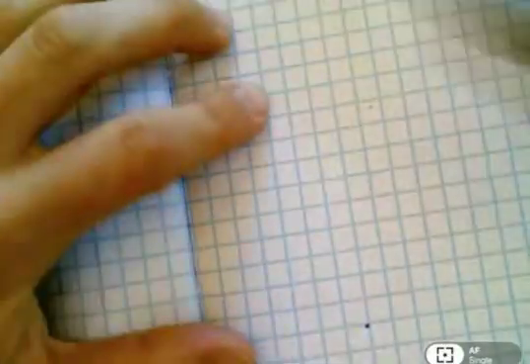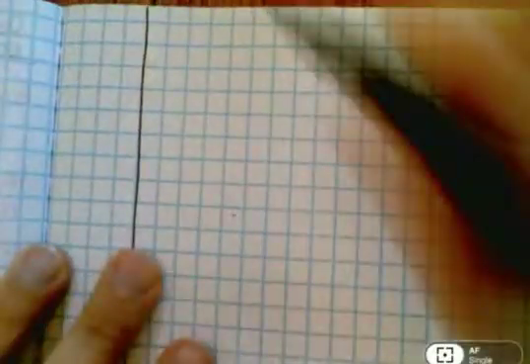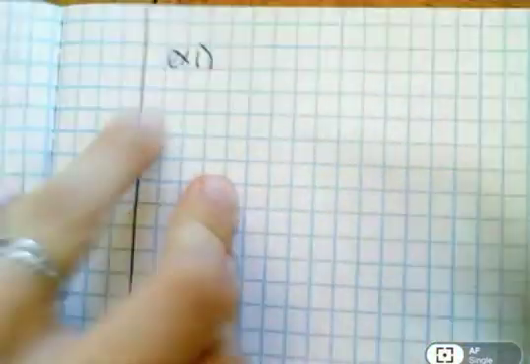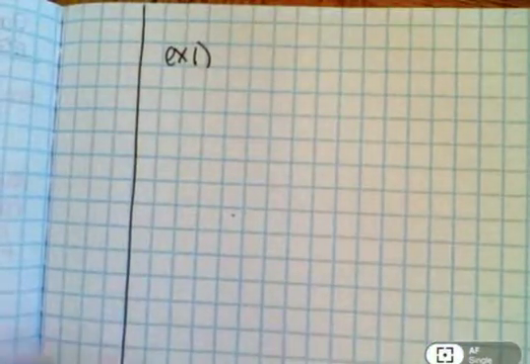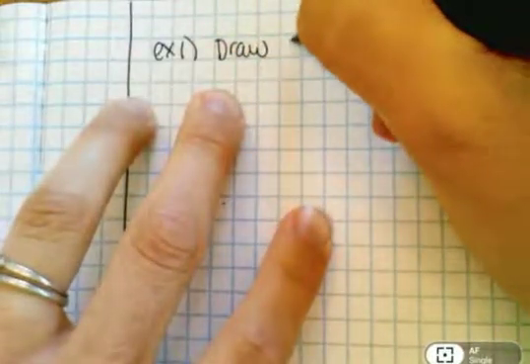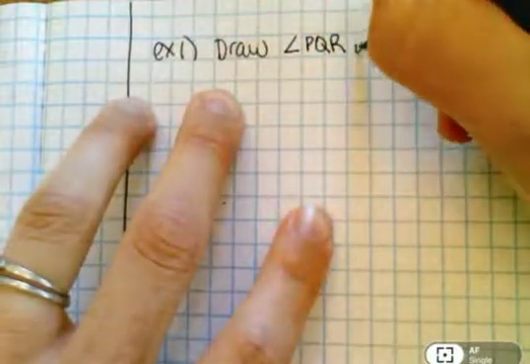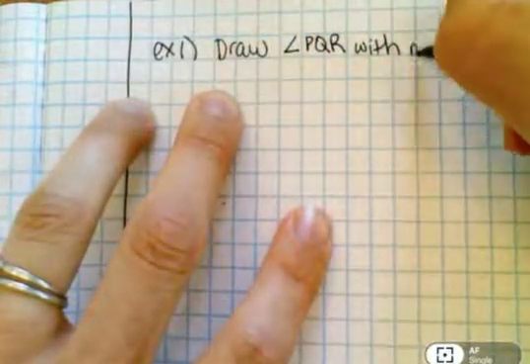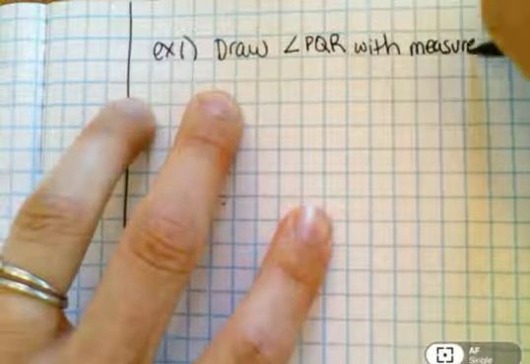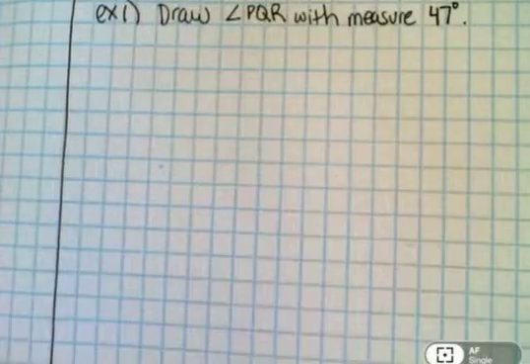So we're going to just do several examples here. I'm leaving some room for my key points. So example 1. We're going to start by drawing some angles. So I want you to draw angle PQR with measure of 47 degrees. So take a moment to copy that down.